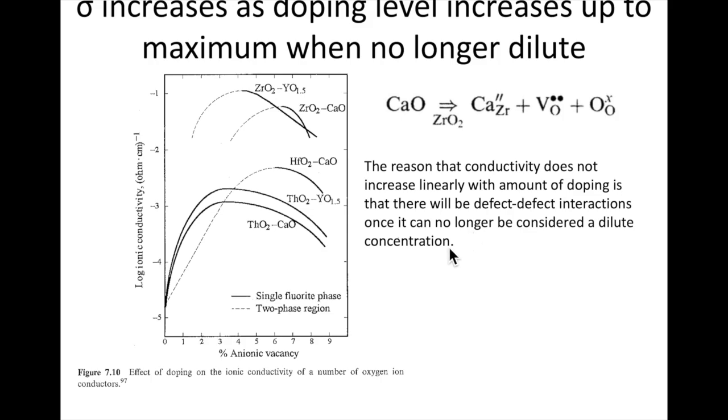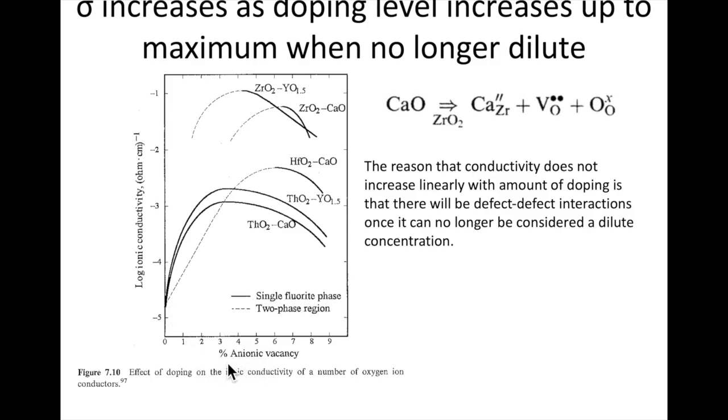And so based on this, we would expect that the more vacancies we have, the higher the concentration of the species in that conductivity equation is going to be. And so the more calcium we add in or dope, the higher the concentration. And so we'd think the higher the conductivity of the species. And that's what happens initially, right?